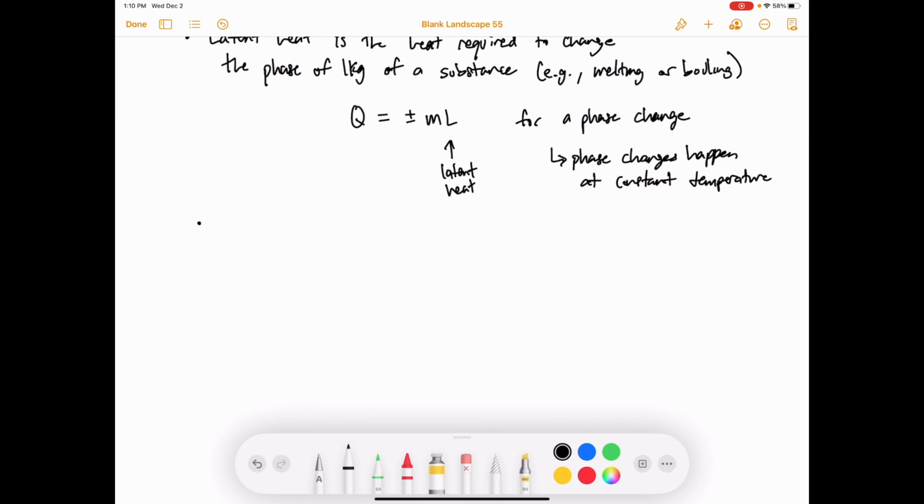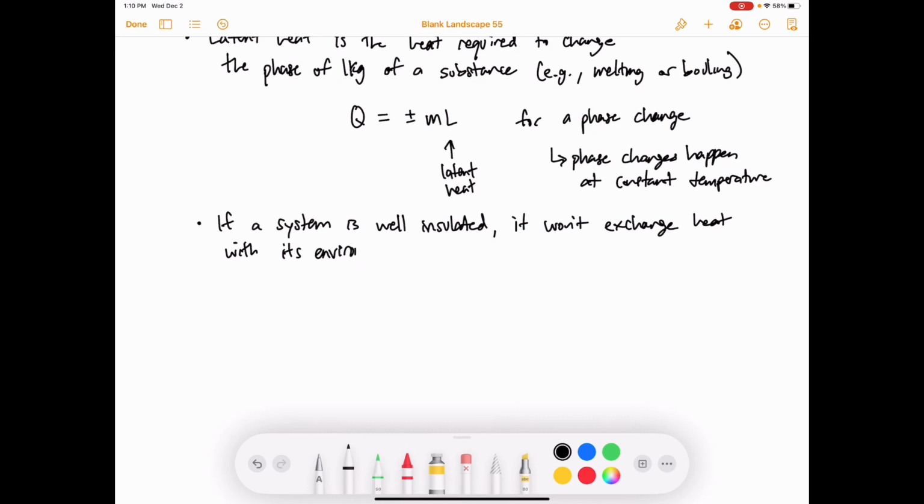Okay, so we can put these ideas together to solve certain types of problems where a system is insulated. If a system is well insulated, it won't exchange heat with its environment. And therefore, we can say Q total for that system is equal to 0.